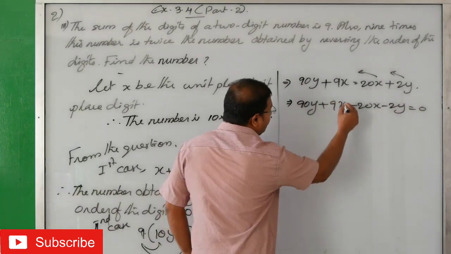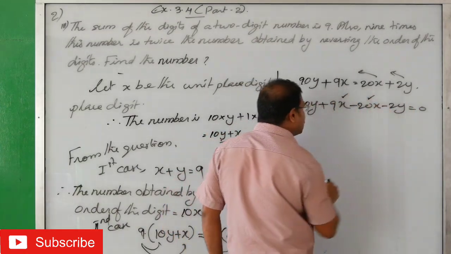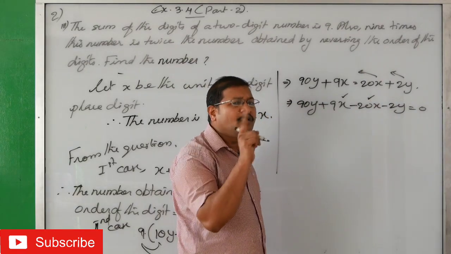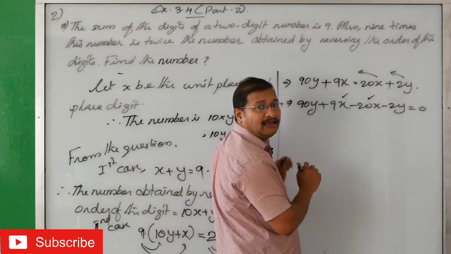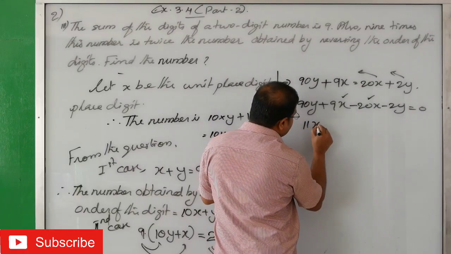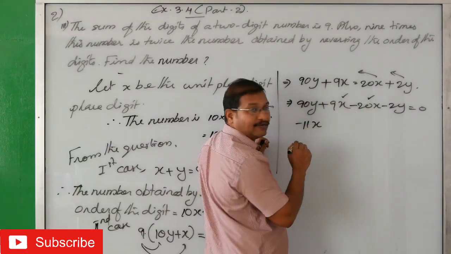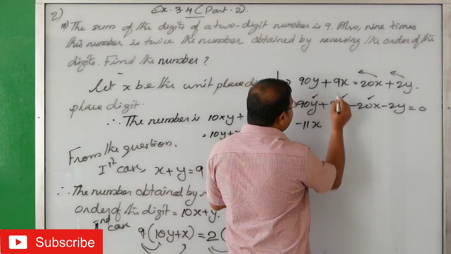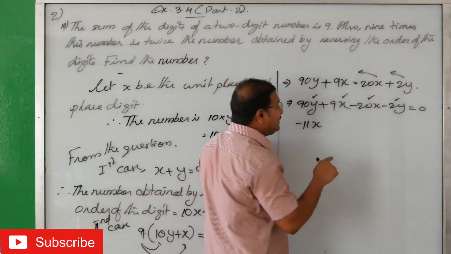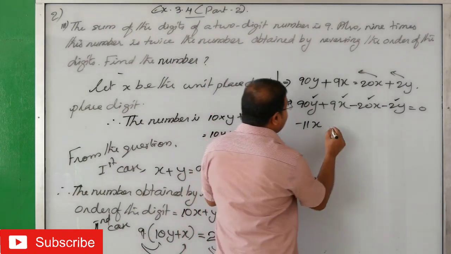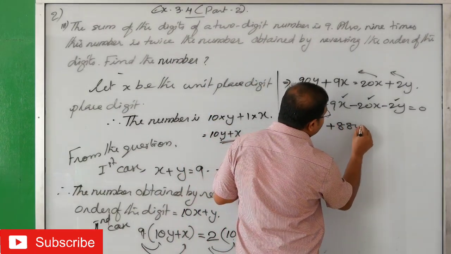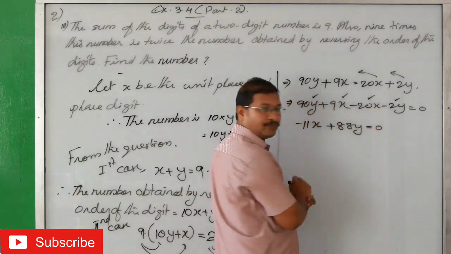Ready? After that, 9x and minus 20x. Plus and minus, what will you do? Minus. That means 20 minus 9, 11. But of course, the bigger number is 20, it's minus, so the answer is minus 11x. After that, 90y minus 2y. 90 minus 2 is 88. That means plus 88y equals 0.